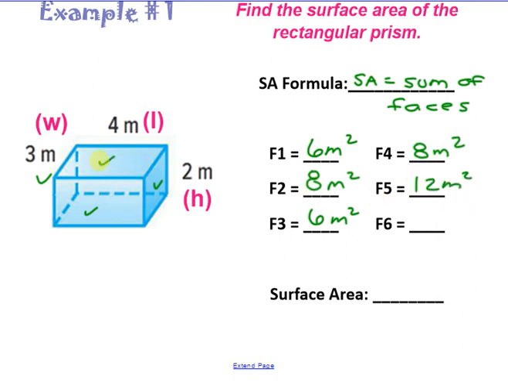And the bottom should totally match the top, but I'm going to check. So it's going to go 4 long and 3 wide, which is going to be 12 meters squared. Now I simply need to add it all up. So 6 plus 8 plus 6 plus 8 plus 12 plus 12. And so that's going to give me a surface area of 52 meters to the second power.